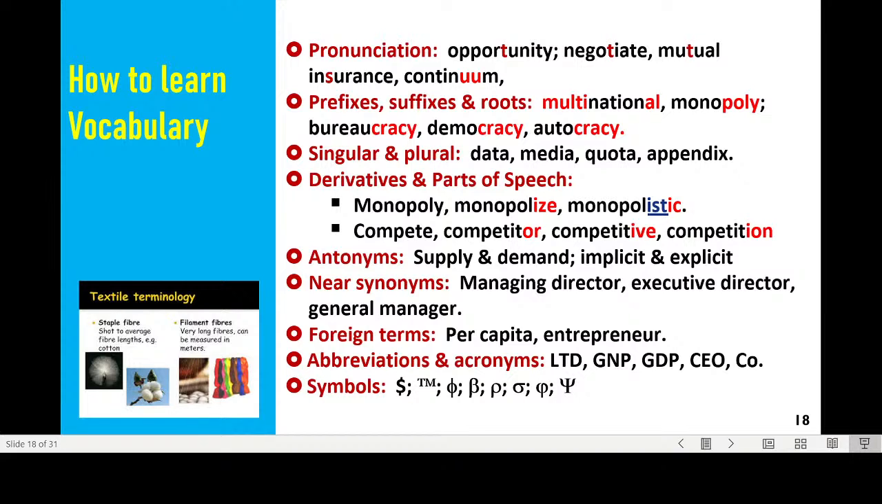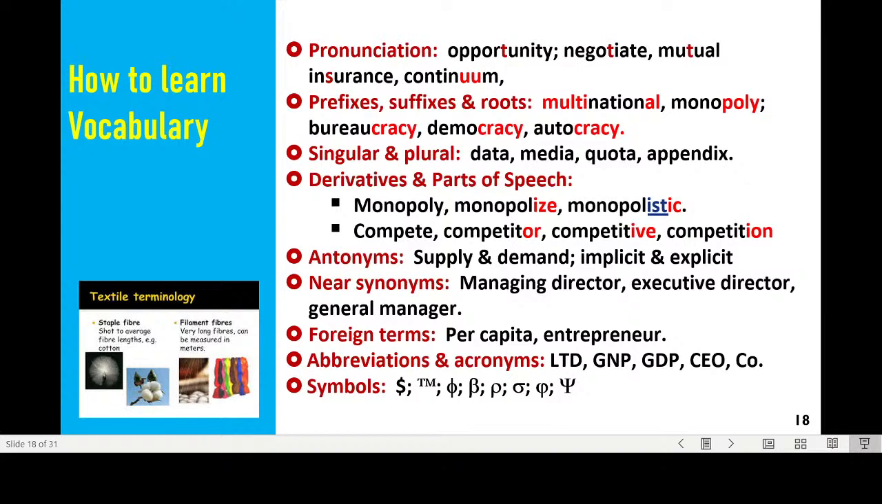For example, monopoly is a noun, monopolize a verb, monopolist is a noun, monopolistic is an adjective. But monopolist, it's a noun, but it refers to the person. Monopoly does not refer to the person. It's a noun, but it's another type of noun. Compete, competitor, competitive, competition, same thing. Compete is a verb, and then competitor, a noun that refers to the person. Competitive is an adjective. Competition is a noun, but it's an action noun.